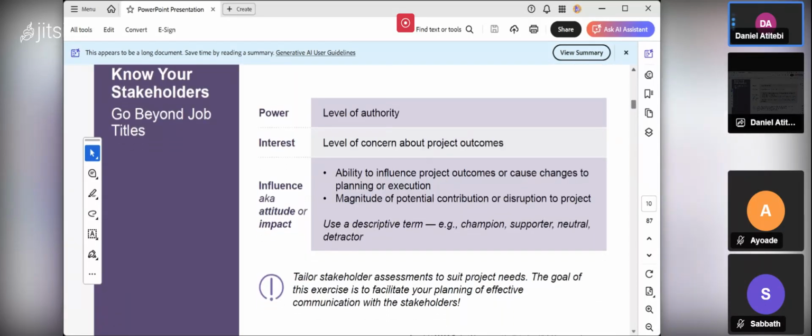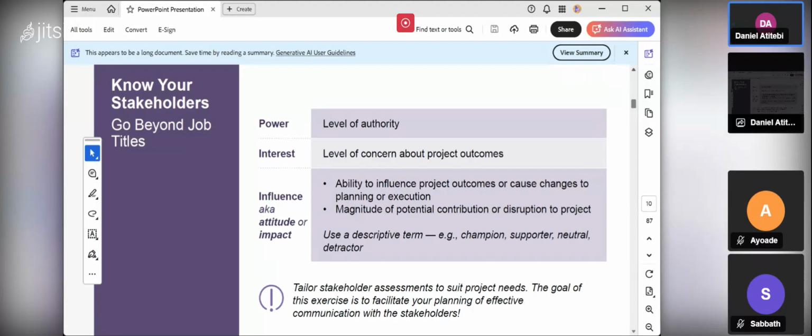But also, you need to know your stakeholder beyond job title. And how will you do that? If you look at this information here, you want to know the stakeholder's level of authority in your project. You want to know the level of interest he or she has in your project. When you say interest, it's the level of concern about the project outcome. Power means the level of authority it has in your project. Influence is the ability to influence project outcome.